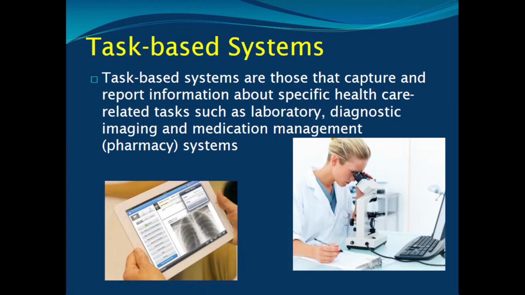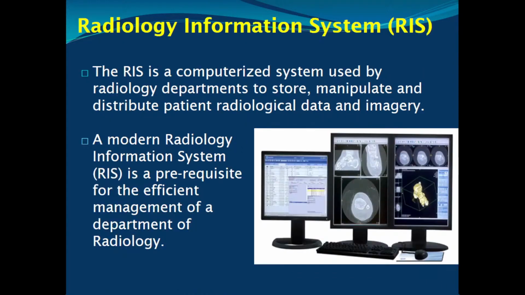The next type of information system is the task-based system. These systems are driven by the system, and they capture information and copy it to the electronic health record system. Task-based systems are those that capture and report information about specific healthcare related tasks such as laboratory, diagnostic imaging, and medication management or pharmacy systems. This is an example of a task-based system.